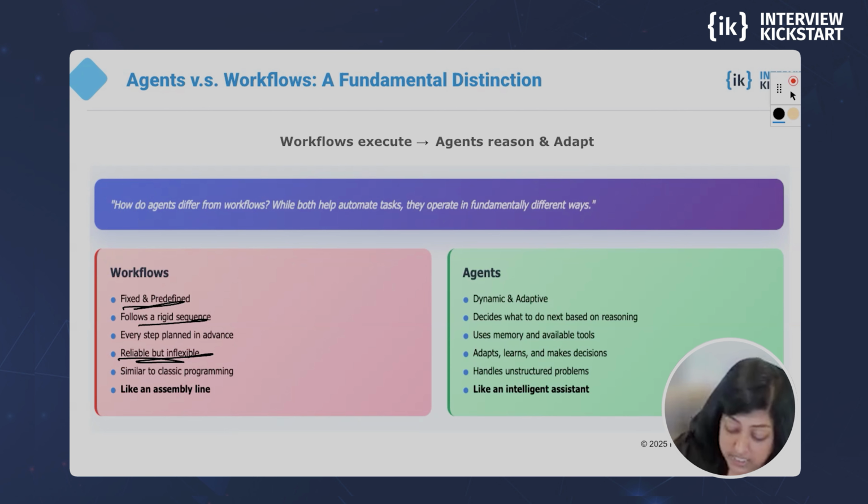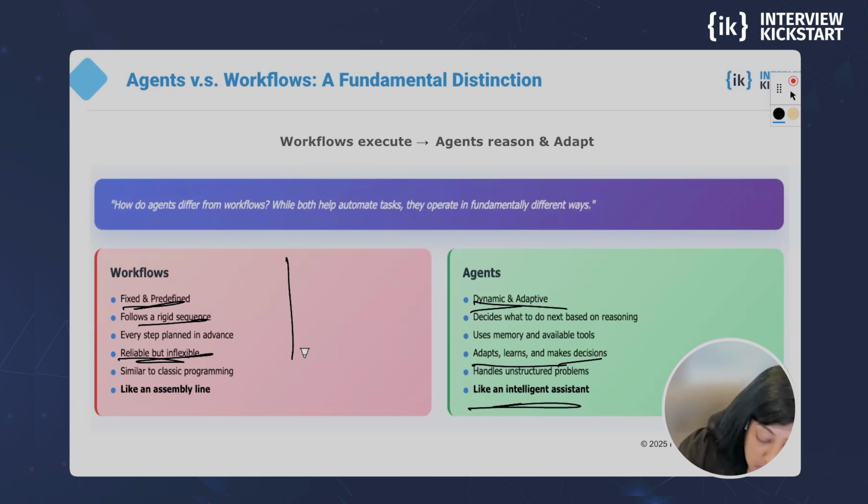Whereas in case of agents, these are dynamic and adaptive, and it's deciding what to do next based on reasoning. And then it's figuring out what its next action should be based on the previous chain of thought. Okay. And these agents are adapting, learning, making decisions all automatically. So it's like an intelligent assistant.